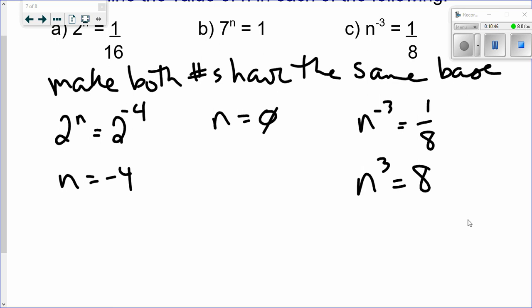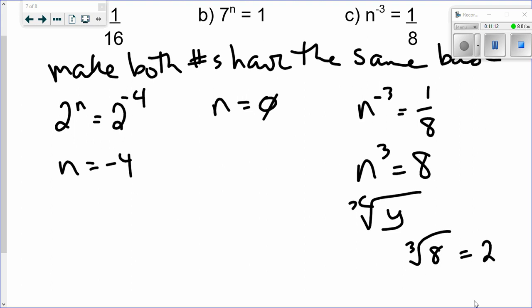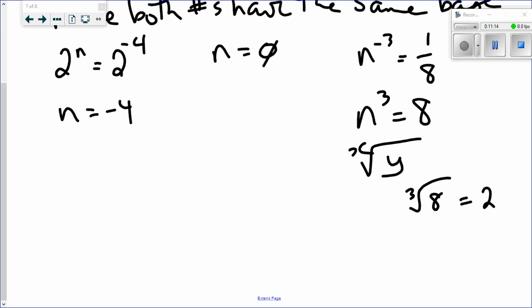On the calculator, somewhere you should see a button like this, or it'll be something similar. And it's probably right above your y to the x button. Because if you type that in, it'll spit the answer out at you. N equals 2.